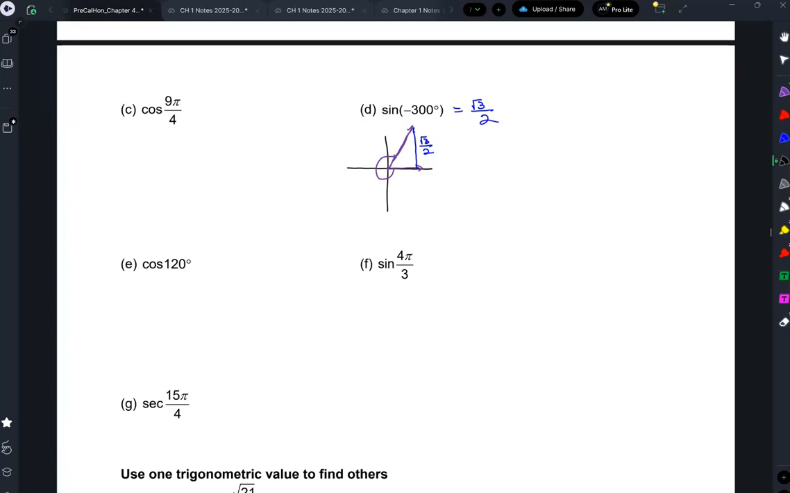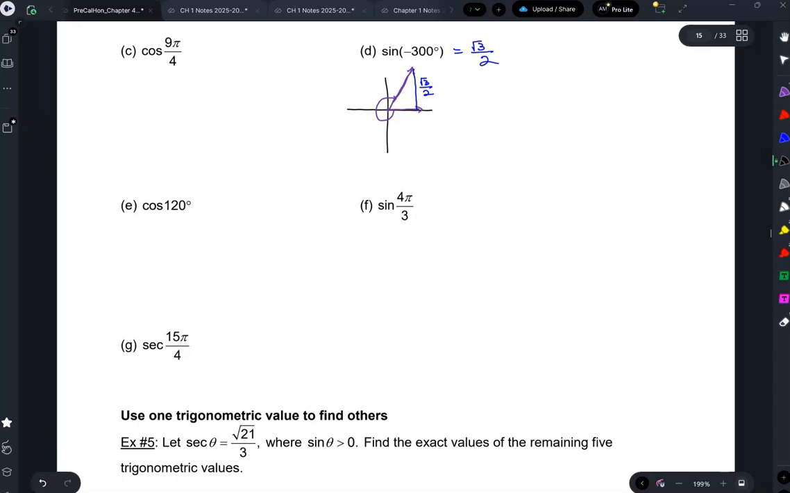Okay, listen, guys, let me do all of these. And then if you still have, like, let me just do a couple. Okay, let's just do a couple. Cosine of 120. So 120. Okay?